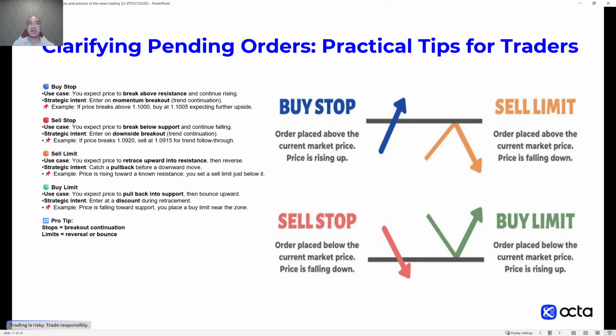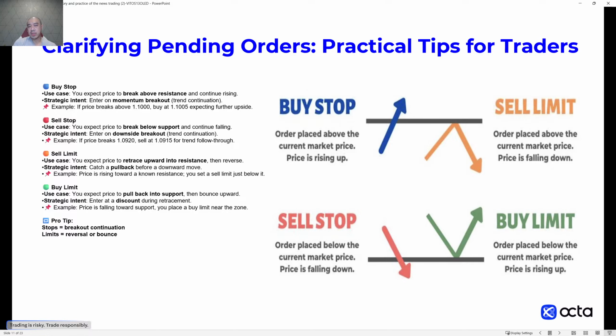Now, the sell limit and the buy limit are the opposite of what we just talked about, the stop levels. The use case for the sell limit is that if you expect price to retrace upwards into resistance and then fail, so you're not expecting a breakout, but you're expecting the market to fail at resistance, then you use a sell limit for that rejection, okay? You want to catch a pullback before that downward move, so you use the sell limit. The buy limit is the opposite. If price pulls back to support and then bounces upward, then you want to use the buy limit here, okay?